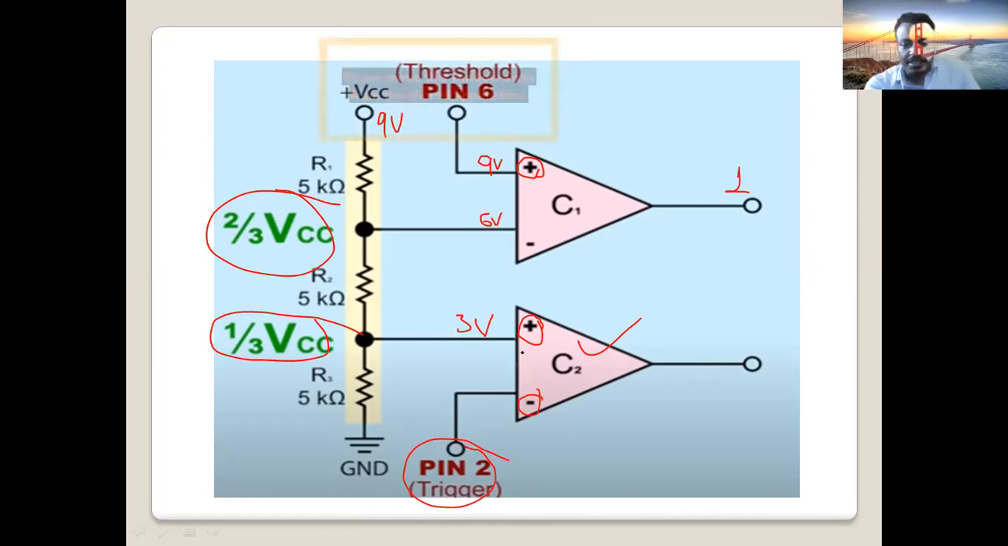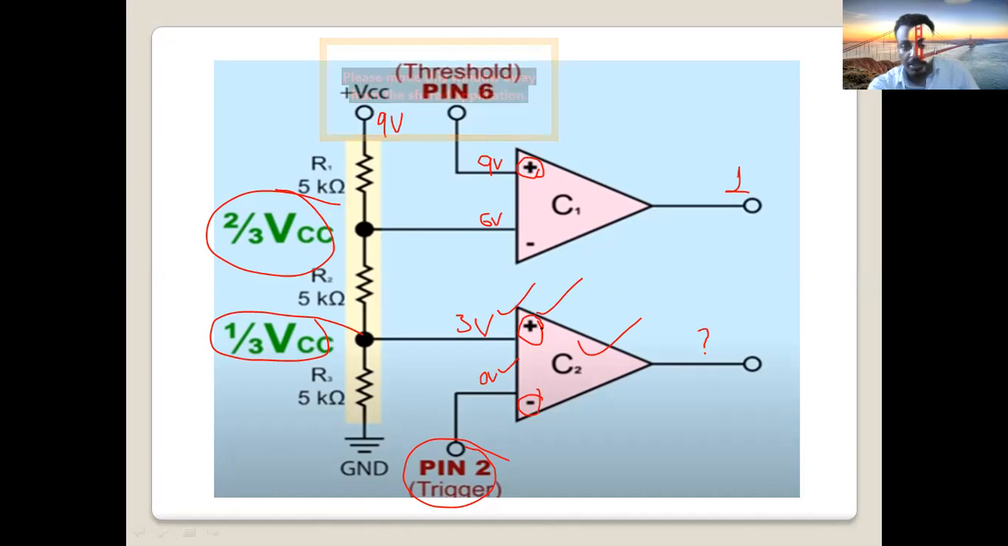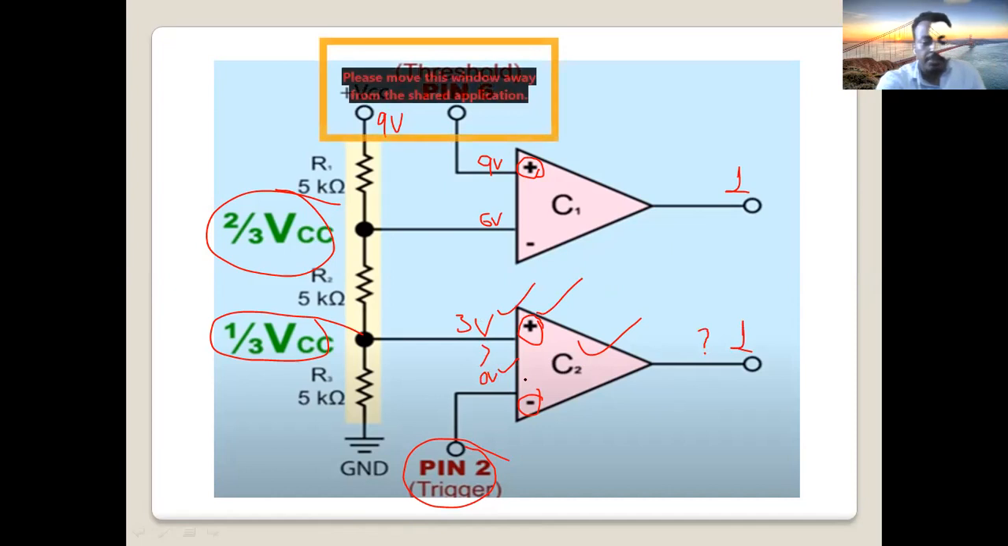Now, if you apply trigger 0 volt here, what will be the output of comparator C2? Which one is larger? Always, if the positive is larger, output will be 1. If the positive is less than the negative, output is 0. So here, positive input 3 volt, negative input 0 volt. In this case, the positive is greater than the negative, 3 is greater than 0. So what will be the output? 1.